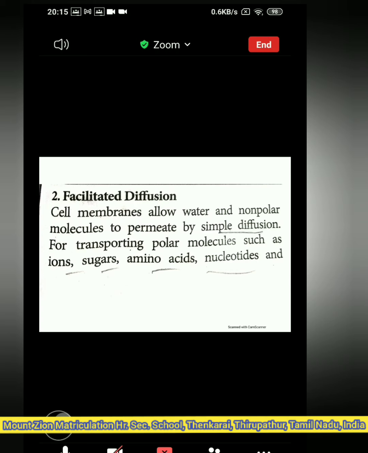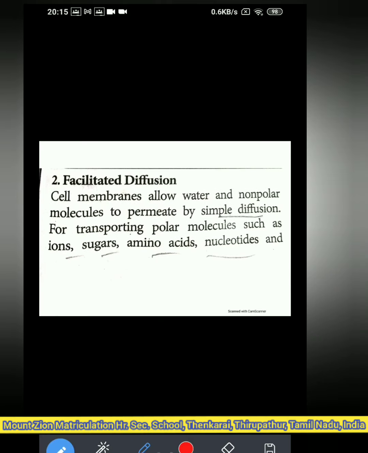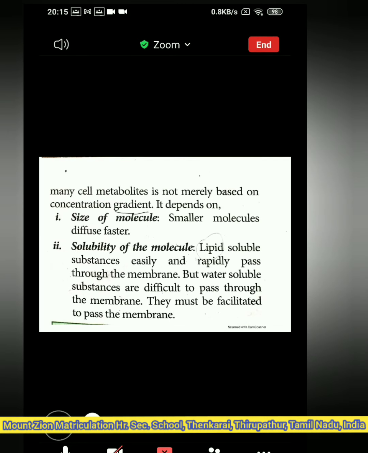The molecules that we are going to transport are ions, sugars, amino acids, nucleotides, and many other cell metabolites. Based upon the concentration gradient, they are transported. It depends upon two things: the size of the molecule and the solubility of the molecule. If it is a smaller molecule, it diffuses faster. Lipid, that is fat soluble substances, easily and rapidly pass through the membrane, whereas water soluble substances find it very difficult to pass and must be facilitated to pass the membrane.